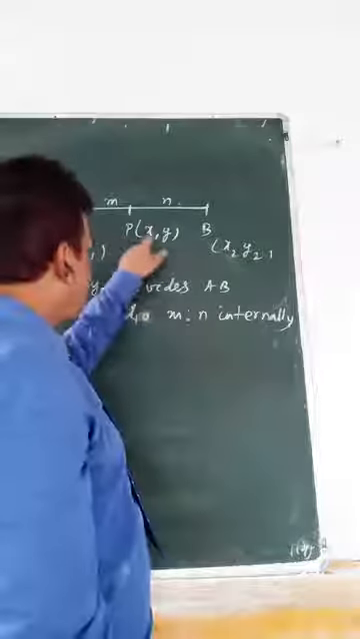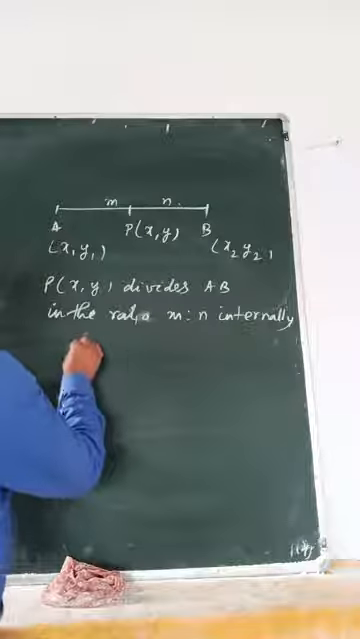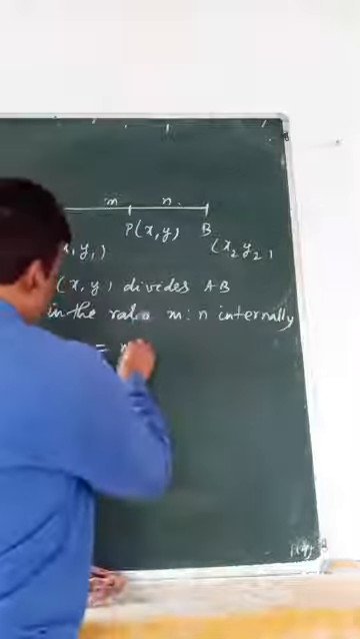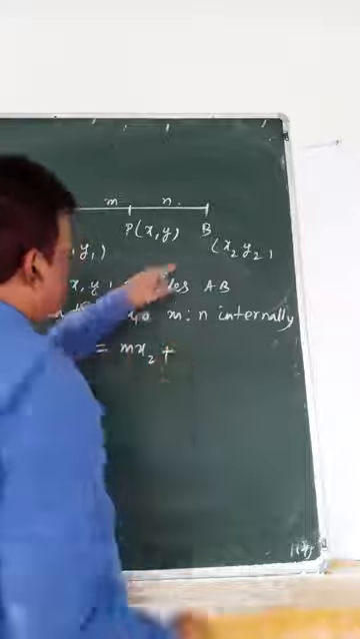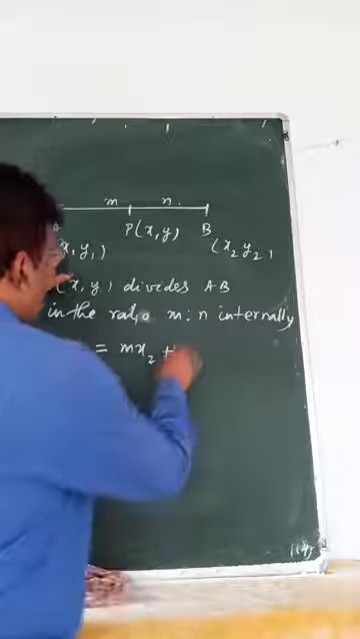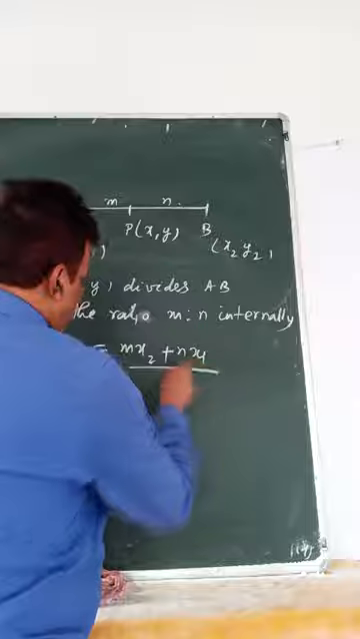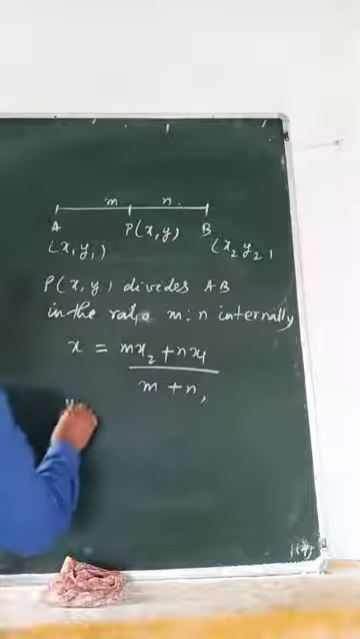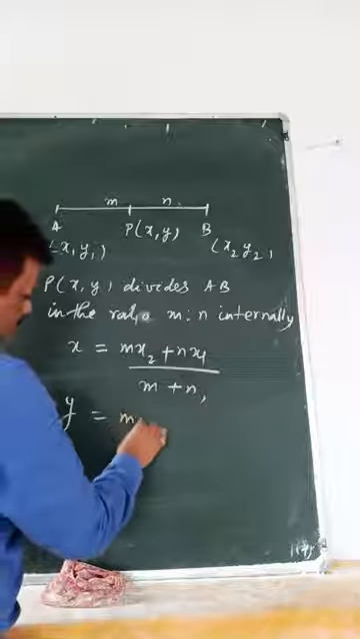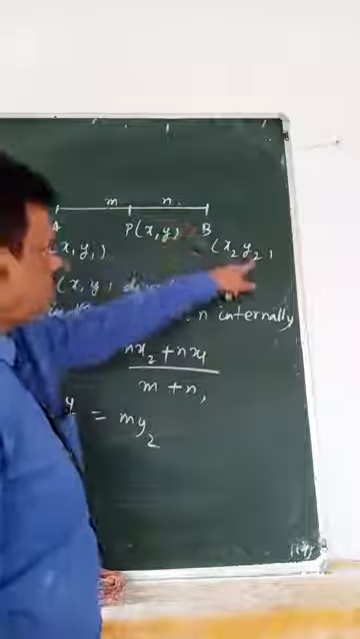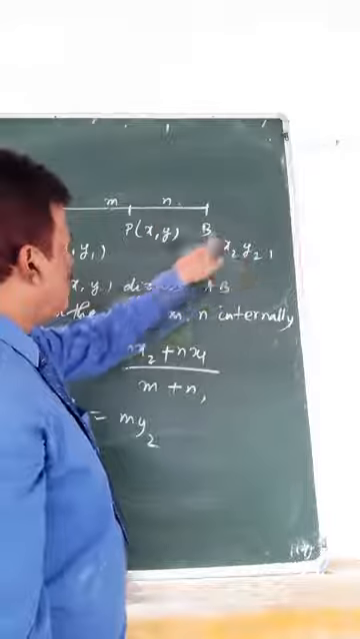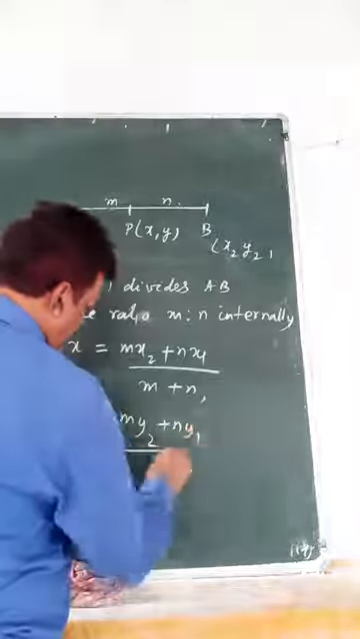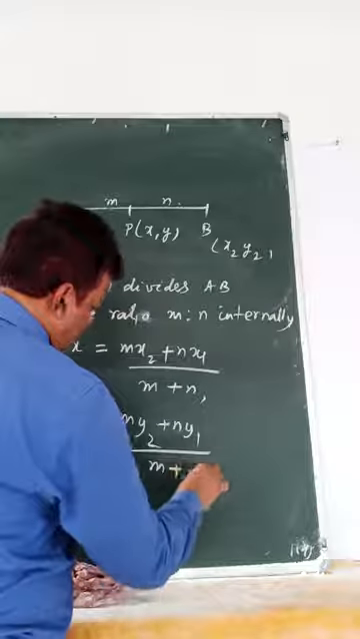So how to find the P coordinate? The value of x will be, the formula: (m x2 plus n x1) by (m plus n). And y: (m y2 plus n y1) by (m plus n).